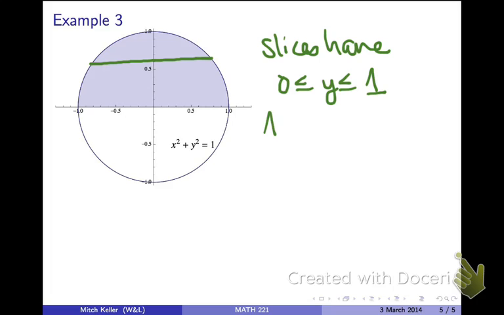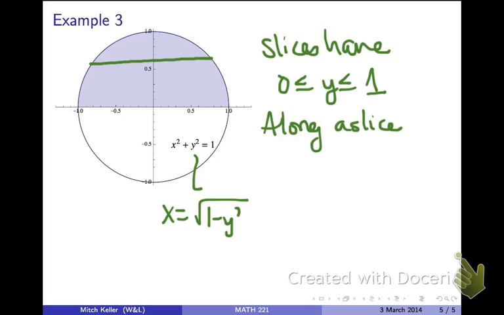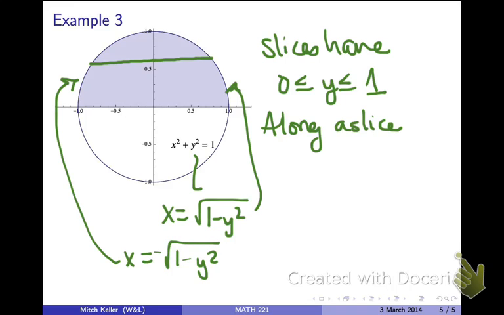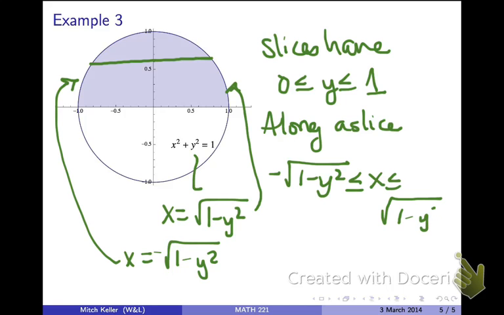Now what happens with x? Right, so that's along a slice. We're going to have some bounds on x. Well, we need to describe this circle more carefully. We need x in terms of y, and remember, you try to solve and you take the square root. The positive square root gives you the right half. The negative square root gives you the left semicircle here. And so that leads us towards the limits on our slices. We go from minus the square root of 1 minus y squared up to the square root of 1 minus y squared.